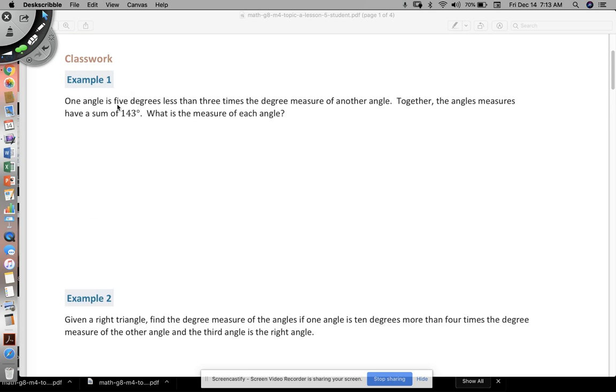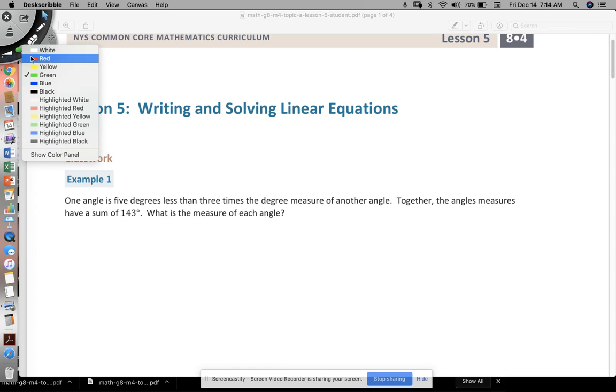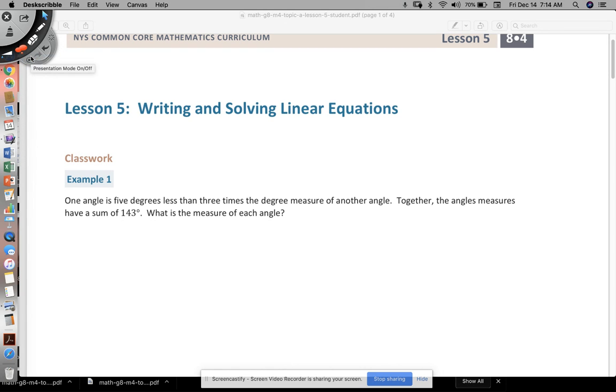All right, guys, so we're going to work on this lesson 5 here. And I do apologize for any background noise. It is a little noisy where I am right now, but I'm going to try to speak as clearly as I can. All right, so example 1, we have this equation or this question here.